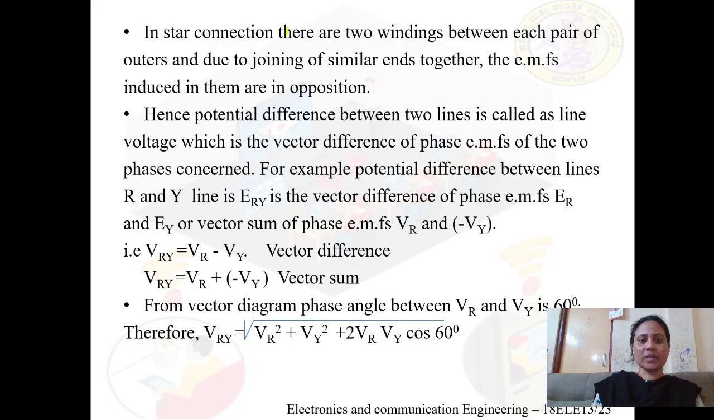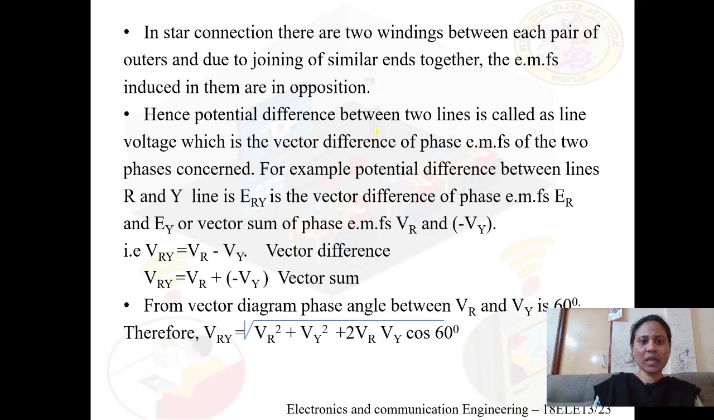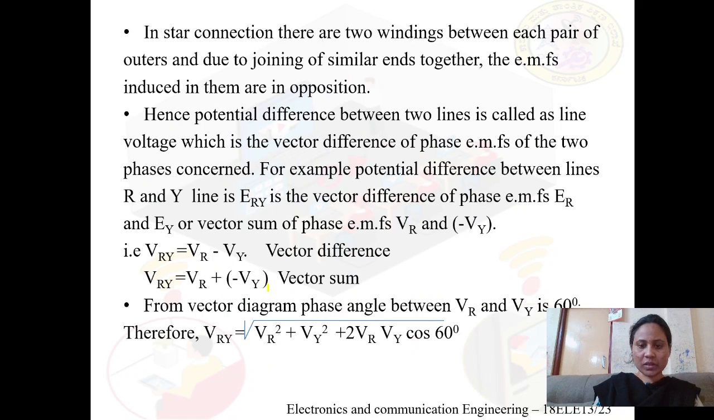In a star connected system, there are two windings between each pair of the outer terminals, and due to joining of similar ends together, the EMFs induced in them are in opposition. That is, here each terminal of each phase is connected at a common point. Therefore, we can say the EMFs induced in them are in opposition. So we can also represent VR as minus VR on the other side.